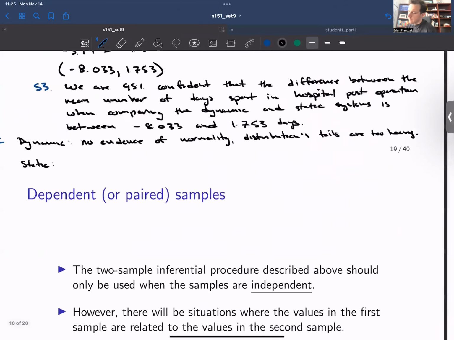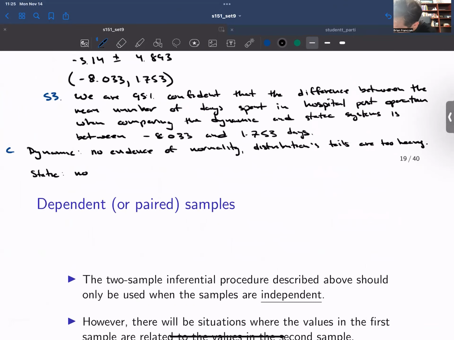And then for the static system, we would say no evidence of normality; the distribution may be right skewed, because we have that curved shape.